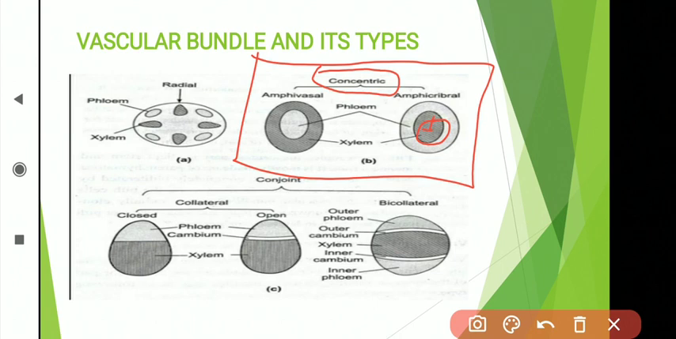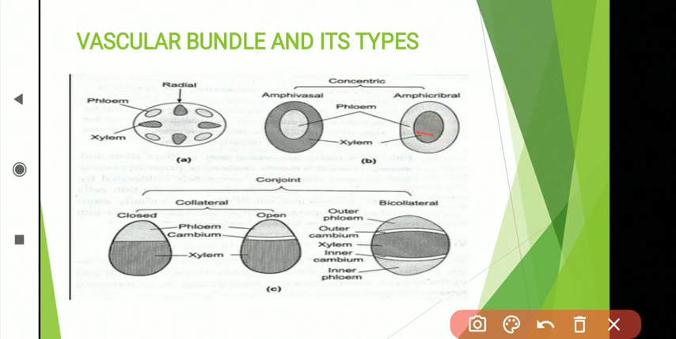For example, the vascular bundle present in the fern rachis or in the rhizome. So this is the amphicribral, where the xylem is present at the center while the phloem is present surrounding it. So it is a centroxylic type of concentric vascular bundle, or we call it amphicribral.